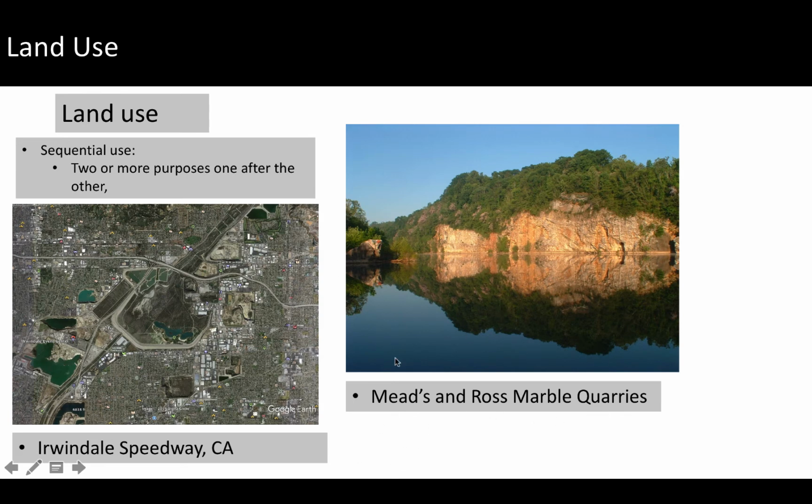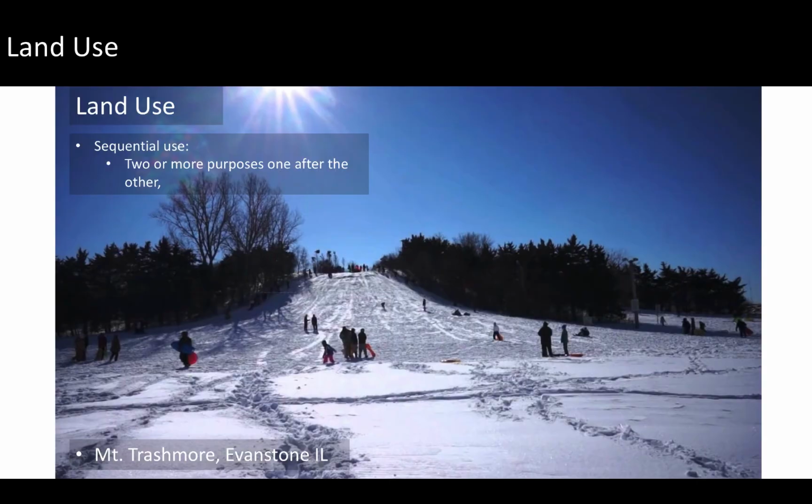Here's Meads and Ross marble quarries. These have been turned into recreational lakes. Notice there's not a lot of homes and stuff all around here. So in this case, it is an example of sequential use. They dug the quarry, it filled up with water, and now it's a kind of lake facility for canoeing or for boating or for fishing as well. But it is not an example of one that's in a densely populated area. And the key here is that it becomes more useful when you have a densely populated area.